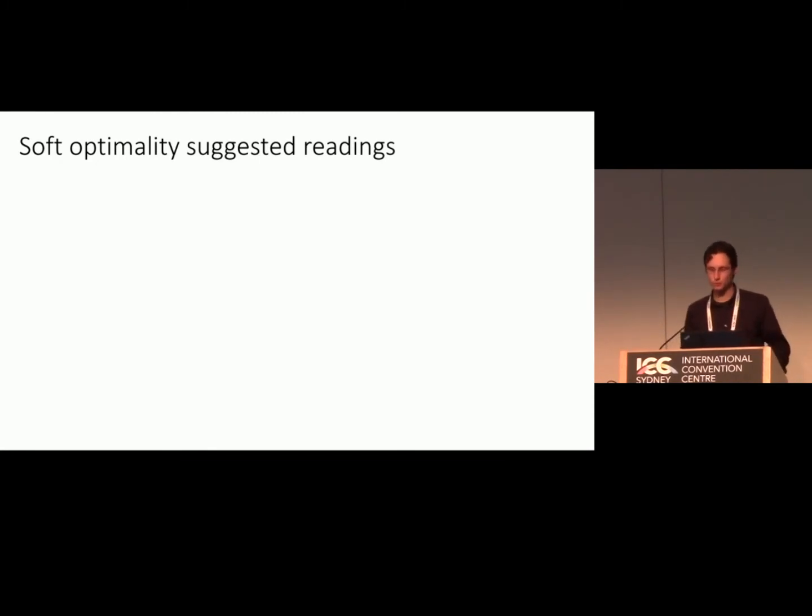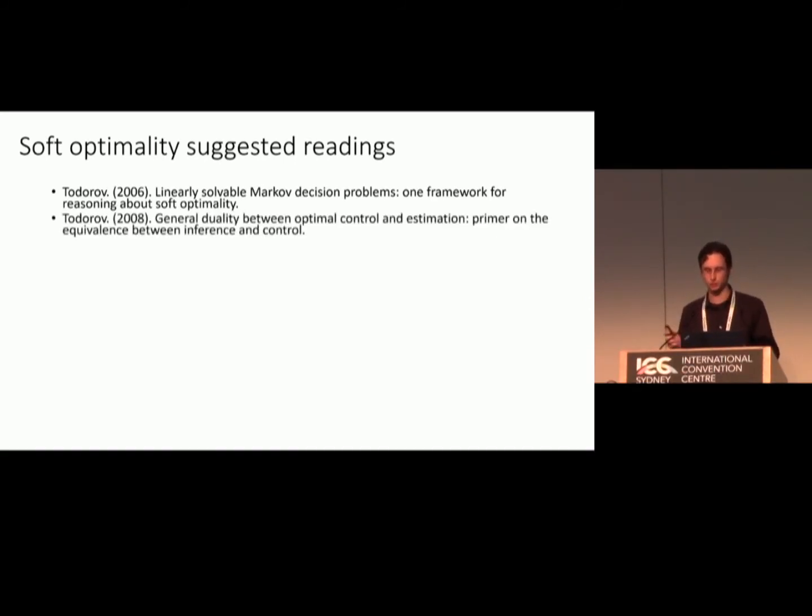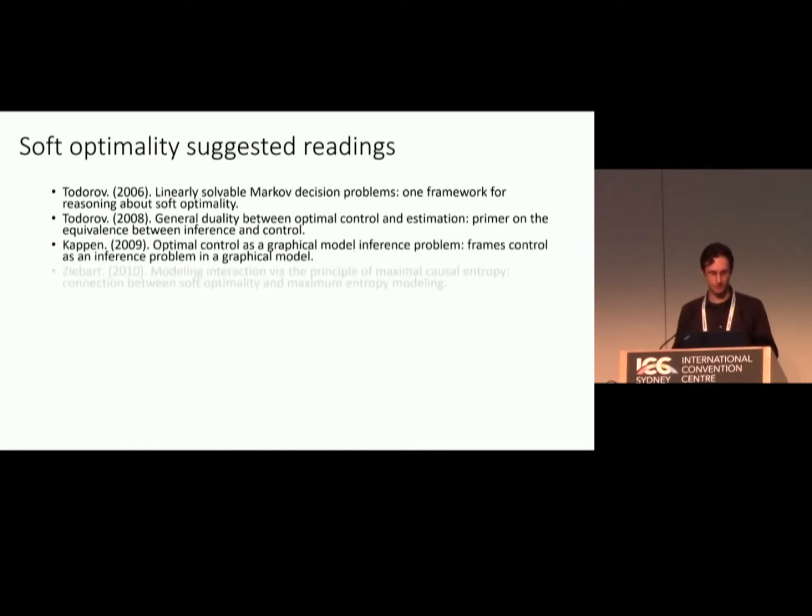All right, a few readings about soft optimality. The framework of soft optimality was introduced actually independently in a number of different papers. One line of work that's very relevant is by Emmanuel Todorov on things like linearly solvable Markov decision processes and the general duality between optimal control and estimation. Bert Kappen studied this question extensively. One work on this is this one.